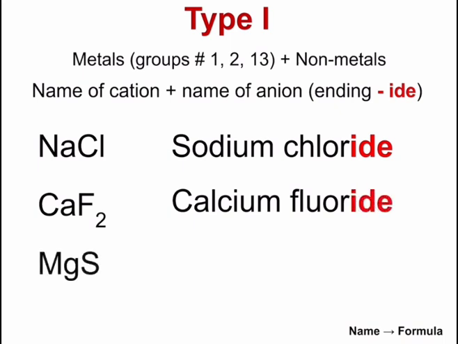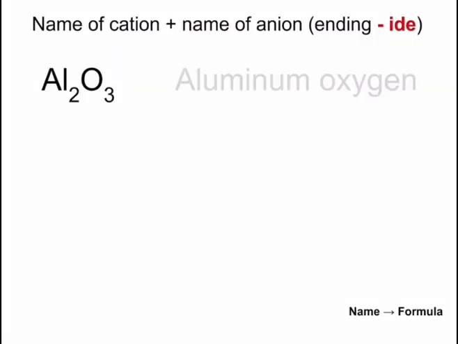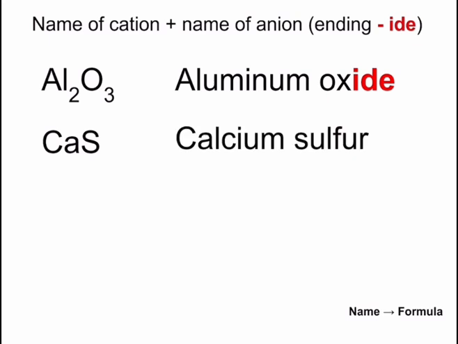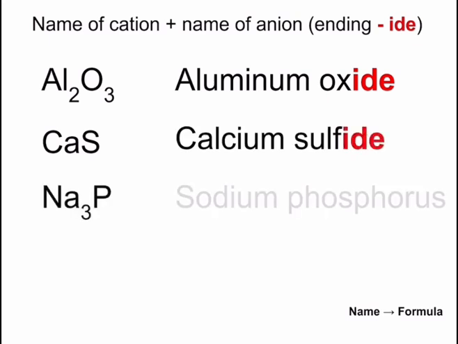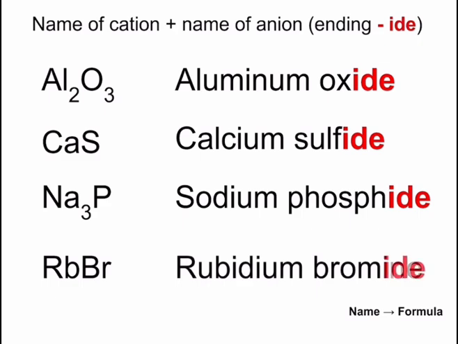Magnesium and sulfur as an ionic compound will be called magnesium sulfide. Aluminum and oxygen as an ionic compound will be called aluminum oxide. Calcium and sulfur, calcium sulfide. Sodium and phosphorus will be an ionic compound called sodium phosphide. Rubidium and bromine, rubidium bromide.